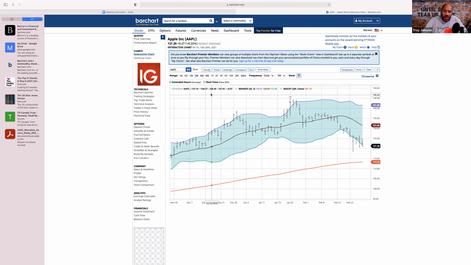So that's the normal chart. You have to use the interactive chart feature, and just to add the Bollinger Band, it's a simple click.